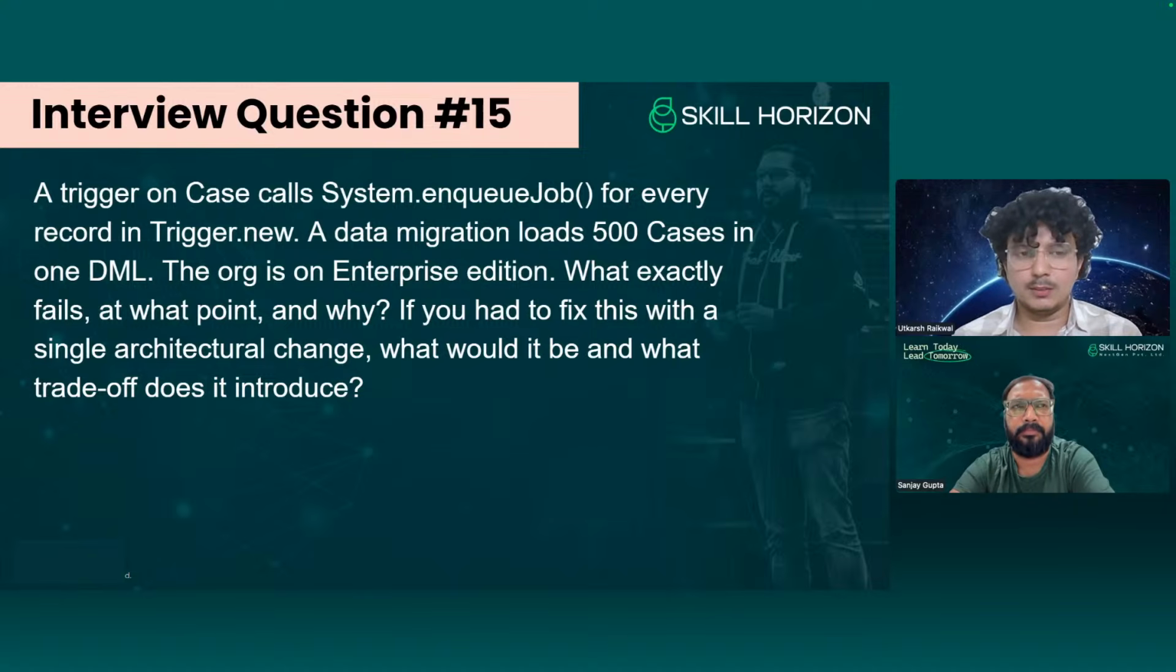Right. So at that point it will be failing, and we can fix it by collecting all the IDs of the 500 cases in a list and then passing it to a single queueable job. But the trade-off would be a risk of hitting the CPU limit, like heap size, and the second thing would be the governor limit and the SOQL limit, if there is heavy processing.